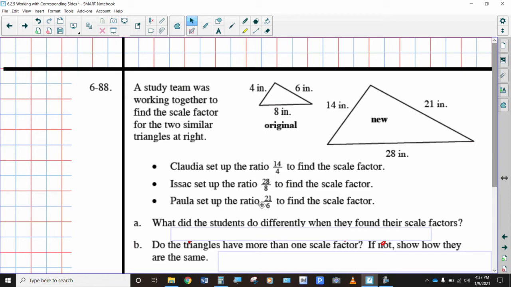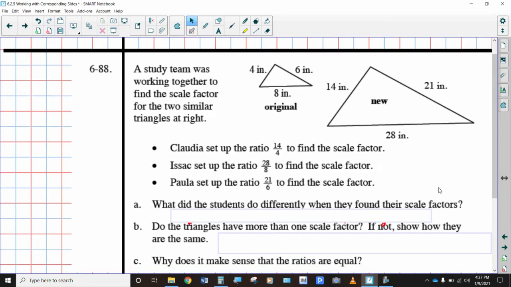What's going on here? Okay, please take some time to pause this video and copy down each one of these triangles and copy down each one of these ratios that Claudia, Isaac, and Paula wrote down for their scale factors. And then answer questions A and B. What did the students do differently when they found their scale factors? And do the triangles have more than one scale factor? If not, show how they are the same. Take a couple minutes to copy these down and address those two questions.